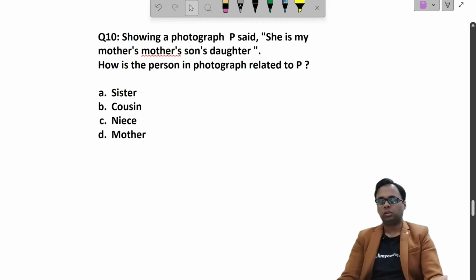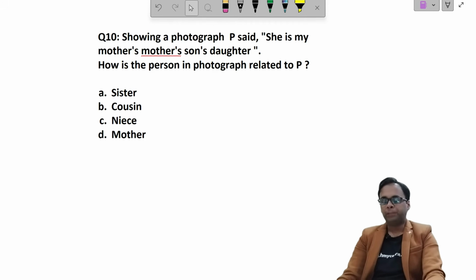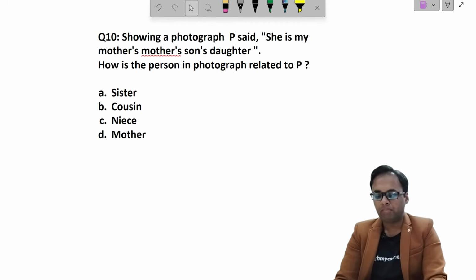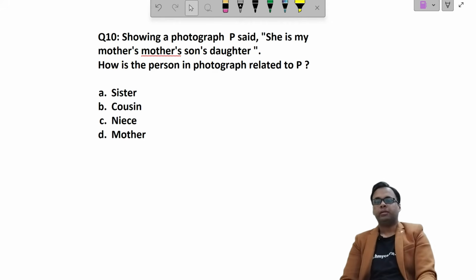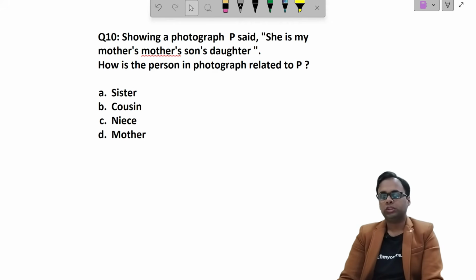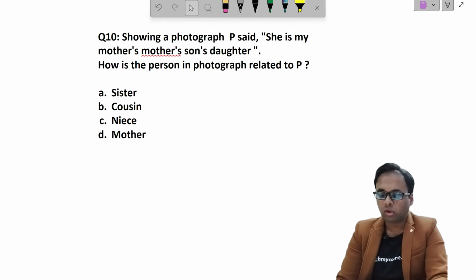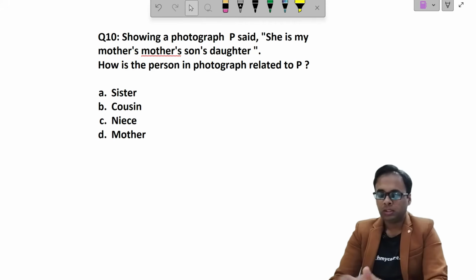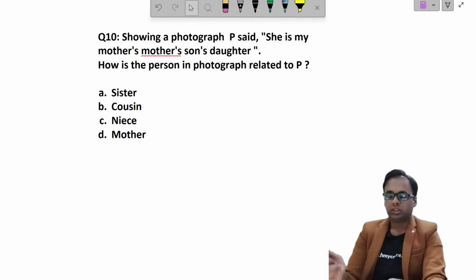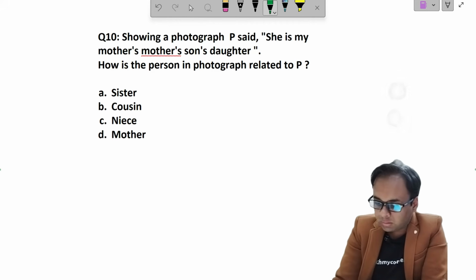So obviously this is based on blood relations. Showing a photograph, P said, "She is my mother's son's daughter." How is the person in the photograph related to P? In case you want to see the videos which I made on blood relations, you can click on the I button over there. Okay, and this is a question based on blood relations, and as I have already discussed in my video on blood relations, we normally represent the males by a rectangle.